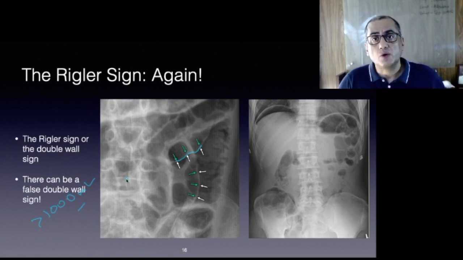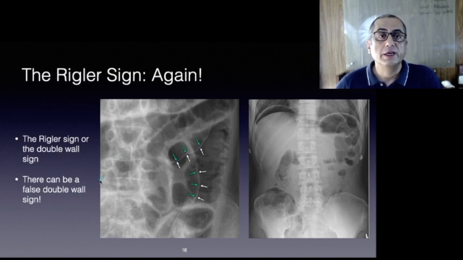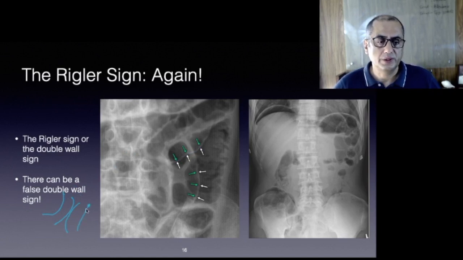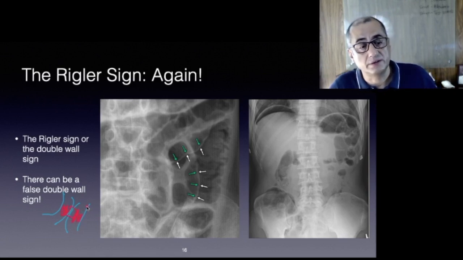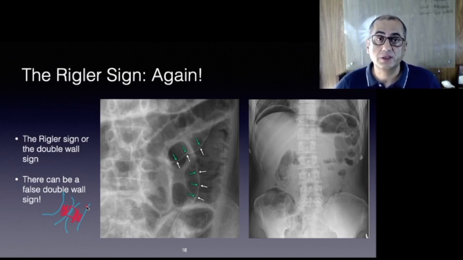A false double wall sign can result from two loops of the bowel being in contact with one another. So we've got this one bowel loop here, and then we've got this one bowel loop here, and we've got air in here, see, and we've got air in here, and this bit may appear to be a double wall sign, but it's a false double wall sign.